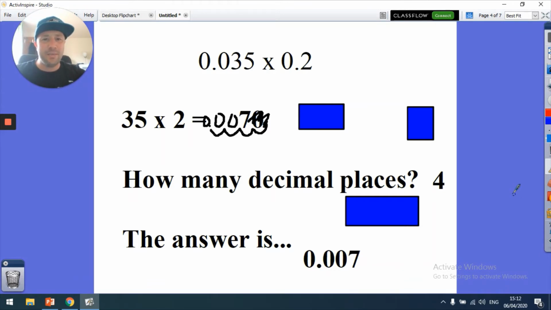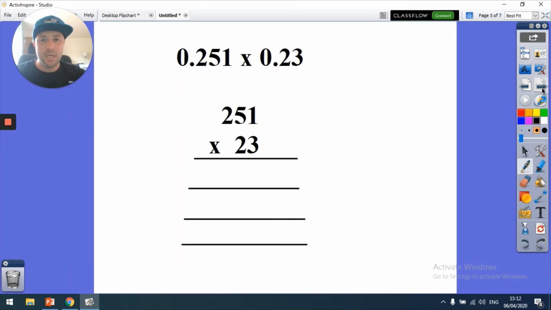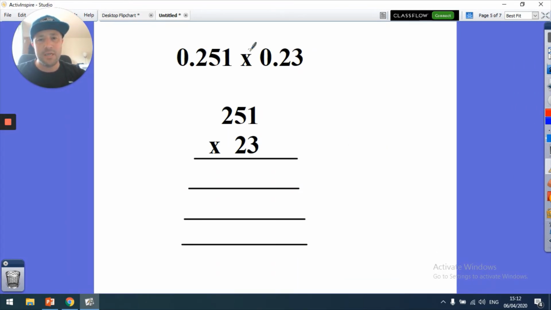Now, what do we do, Mr. Chown, if it's really big numbers? Well, you do what I told you to do. Ignore the decimals and just multiply it as normal. So if I've got a number like this, 0.251 times 0.23, I just set it out like I normally would do. And so when I'm doing stuff like this, I'm going to work it out relatively easily. And I'm going to have my 3 times my 1, which is a 3.